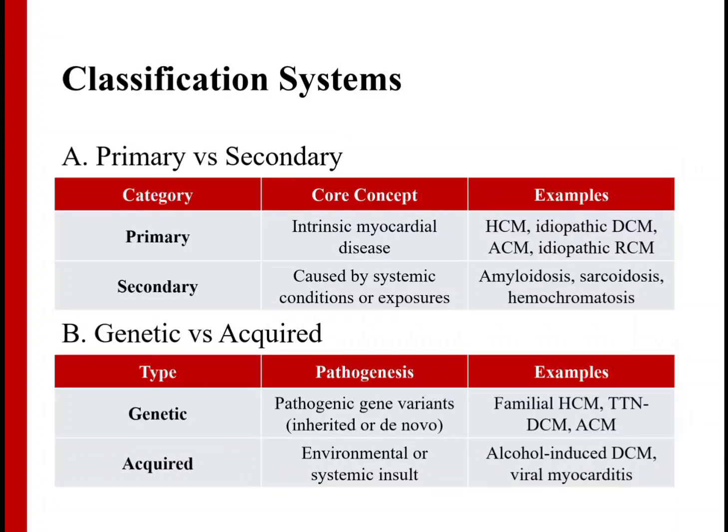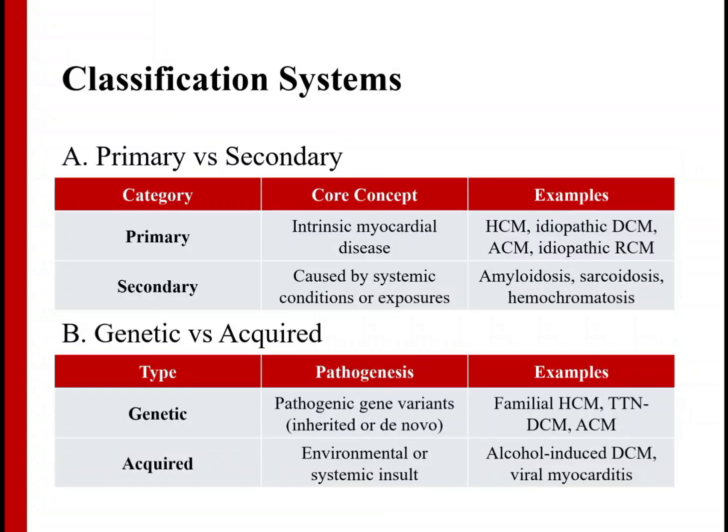Now let's turn to how we categorize cardiomyopathies. This matters because classification drives diagnostic strategy, risk stratification, and treatment approaches. So we start with the broadest axis, which is primary versus secondary. Primary cardiomyopathies originate within the myocardium. They are intrinsic muscle diseases.